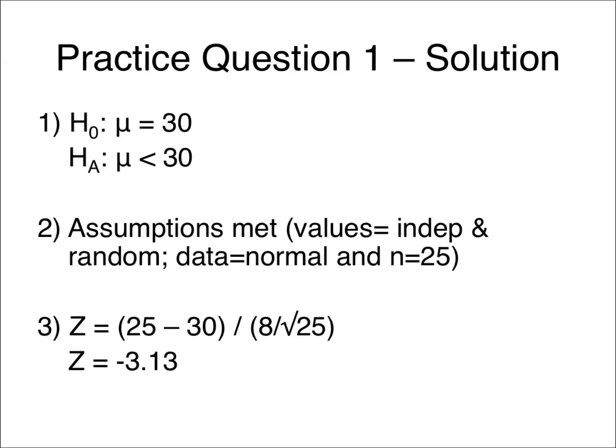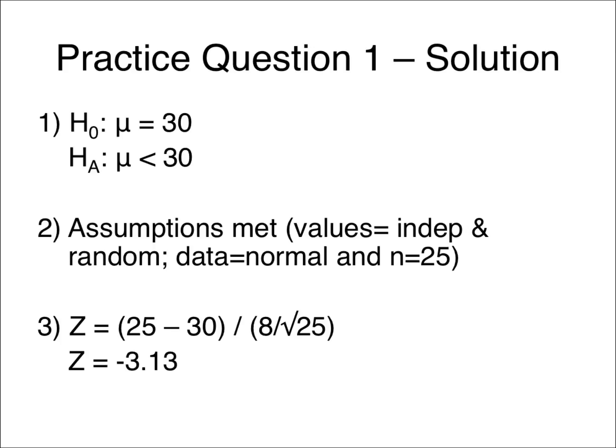Our second step is to make sure the assumptions for hypothesis testing are met. Based on the description of the study, we can assume that our sample values are independent, so that each of the 25 driving times are from separate drivers. And we know that this is a random sample. Our sample size is 25, and we know that the data are normal, so this allows the central limit theorem to apply.